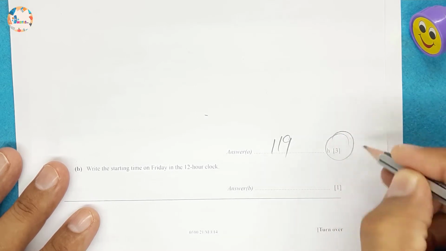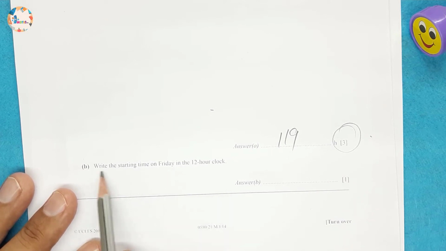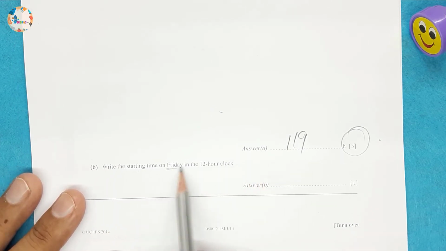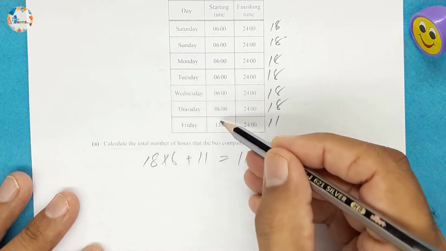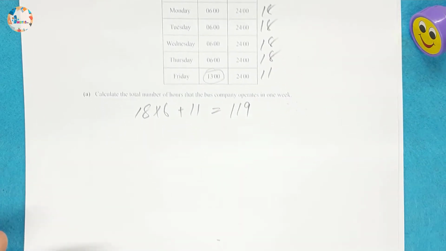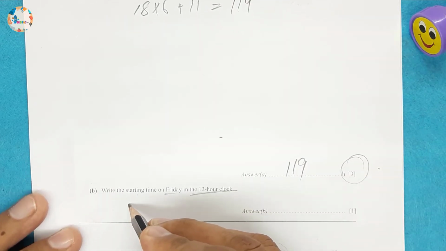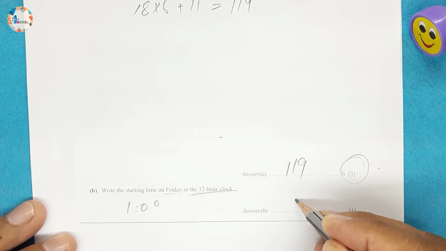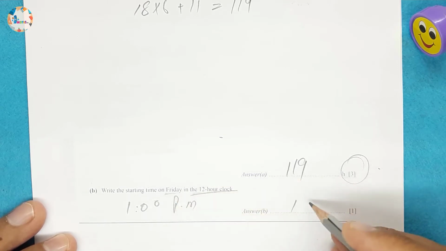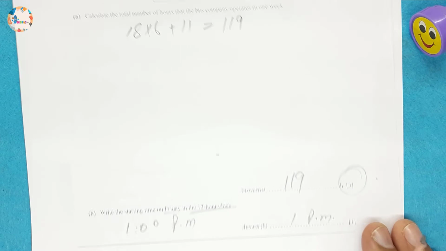This is a very easy 3 marks question. If we understand it, solving it is very easy. So write the starting time on Friday in the 12 hour clock. On Friday the starting time, this one we have to write in 12 hour time. So 13 will be 1 o'clock. After 12 it again starts from 1, so it will be 1 p.m. Always when we are showing the 12 hour clock, we write am and pm, so this will be 1 p.m. This will be our answer.